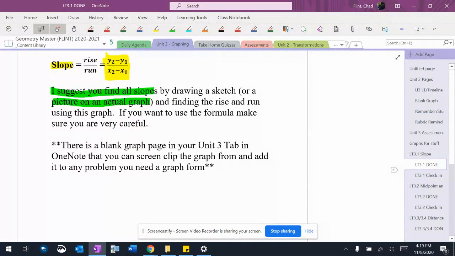But throughout the whole unit, there should be graphs every place. You might not even need them, and they might be there. So if you need a graph, go there and get it. I would suggest you do everything you can on a graph this unit because it gives you an actual picture of it, and it's easier to see what might be taking place.